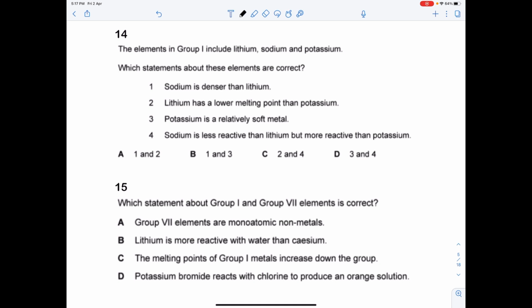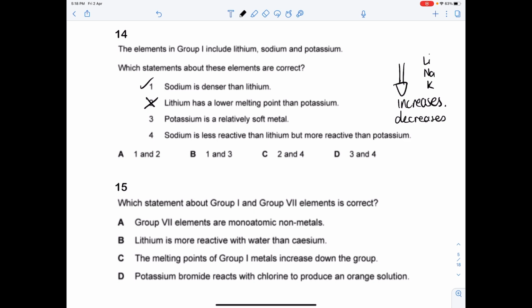14. The elements in group 1 include lithium, sodium, and potassium. Which statements about these elements are correct? Sodium is denser than lithium. Well, as you go down the group, density increases, and it goes lithium, sodium, potassium. So sodium is denser than lithium, yes. Lithium has a lower melting point than potassium. Well, as you go down the group, the melting point decreases. So lithium has a lower melting point than potassium. No, it doesn't. Potassium has a lower melting point than lithium.